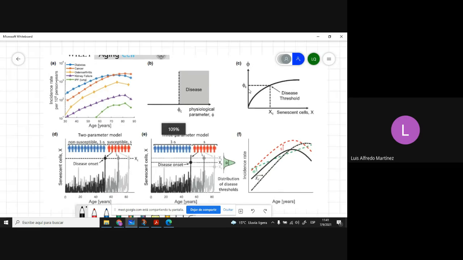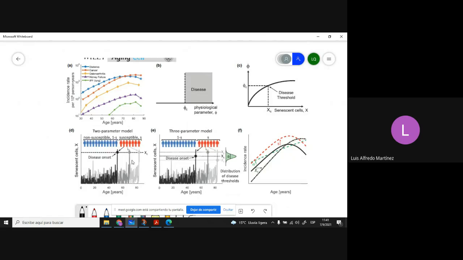Figures D and E show the different thresholds at which disease can appear in people depending on age. We can see that at 50 years, people can have disease because the number of senescent cells reaches a critical value.